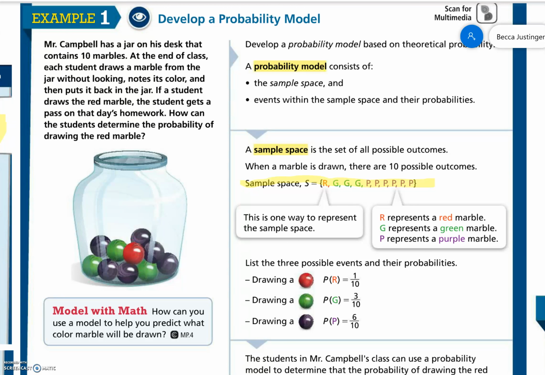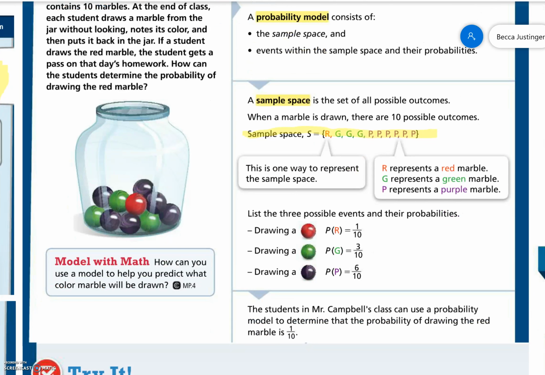Now with all the possible outcomes, there's only 3 different events. Picking a red, a green, or a purple. Then we'll write the probabilities. So the probability of getting a red is 1 out of 10, because there's only 1 red out of all 10. Probability of getting a green is 3 out of 10. And the purple is 6 out of 10. So the students in Mr. Campbell's class can use a probability model to determine that the probability of drawing a red marble is 1 out of 10, or 10%, which is pretty unlikely.